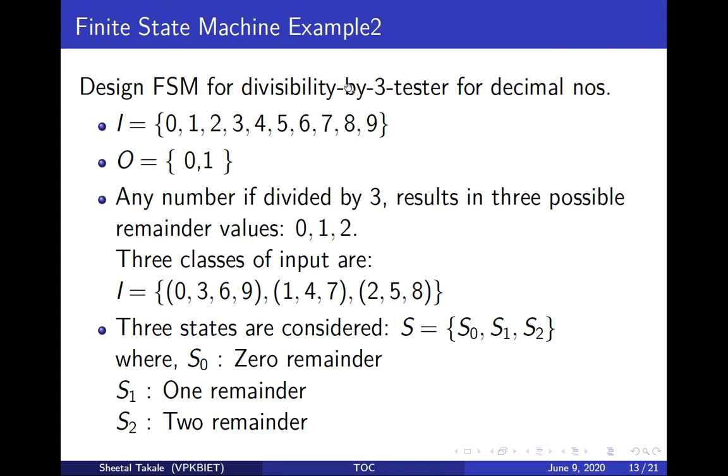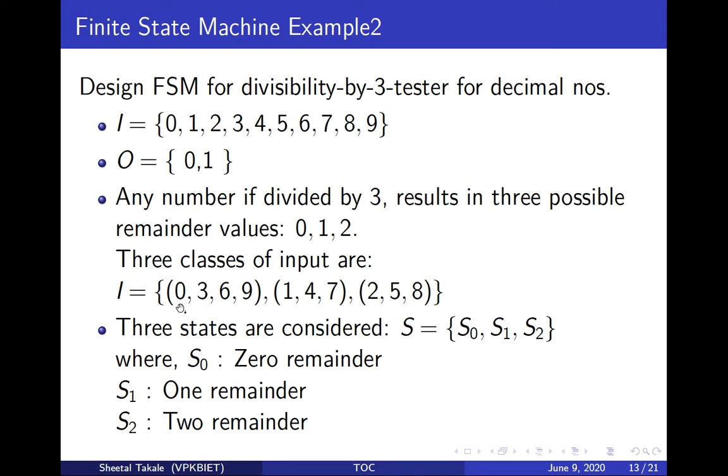Now, for decimal numbers, the FSM is to be designed. The possible inputs are 0 to 9, and the output is either divisible or not divisible, so 0 for not divisible and 1 for divisible. If we take any number and divide it by 3, it results in a remainder of 0, 1 or 2.